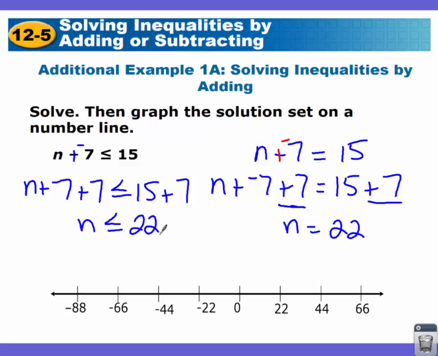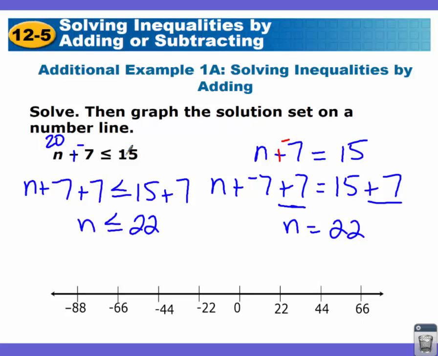So to understand what that means is that any value of n less than or equal to 22 will make this a true statement. Take, for example, one of the numbers that is there is 20. Okay, 20 is less than 22. If I were to plug 20 back in, 20 minus 7 or plus -7 is going to give me 13. Is 13 less than 15? Yes, it is.